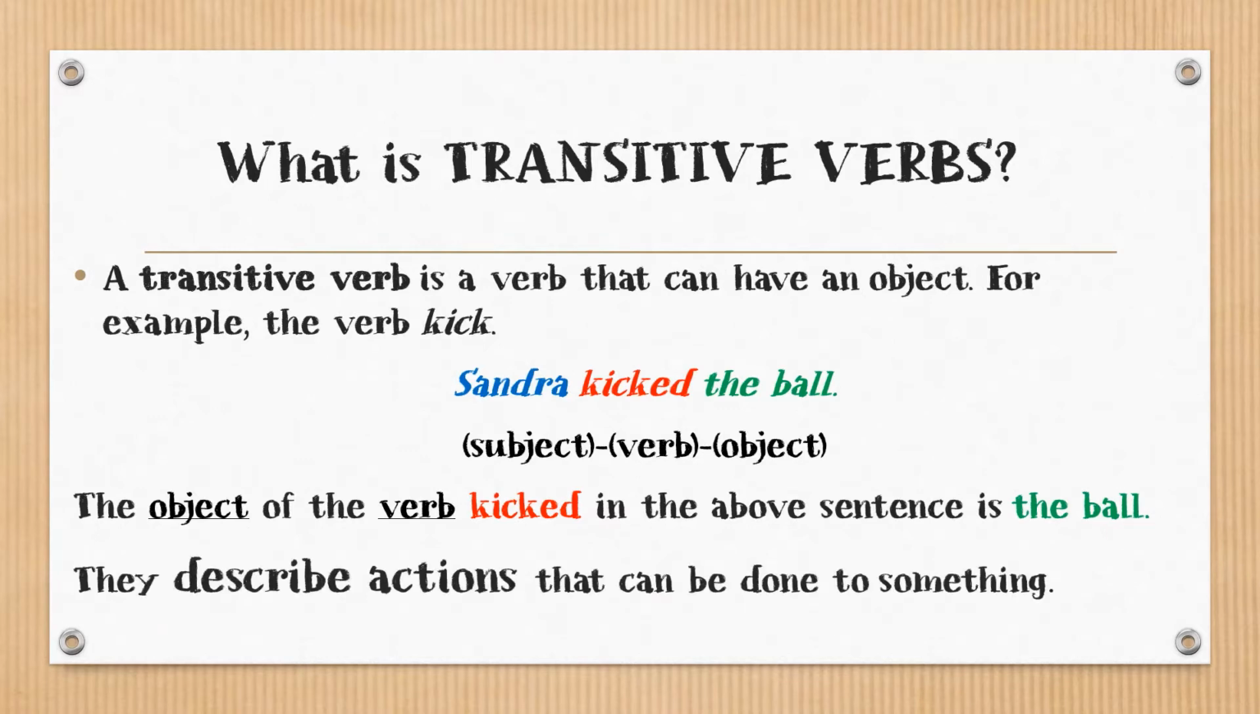So they describe actions that can be done to something. Ada action tu kita buat apa pada apa. Macam tu contohnya kita tadi tendang. The action tu tendang. So kita buat kat siapa? Kita buat dekat bola. Okay.